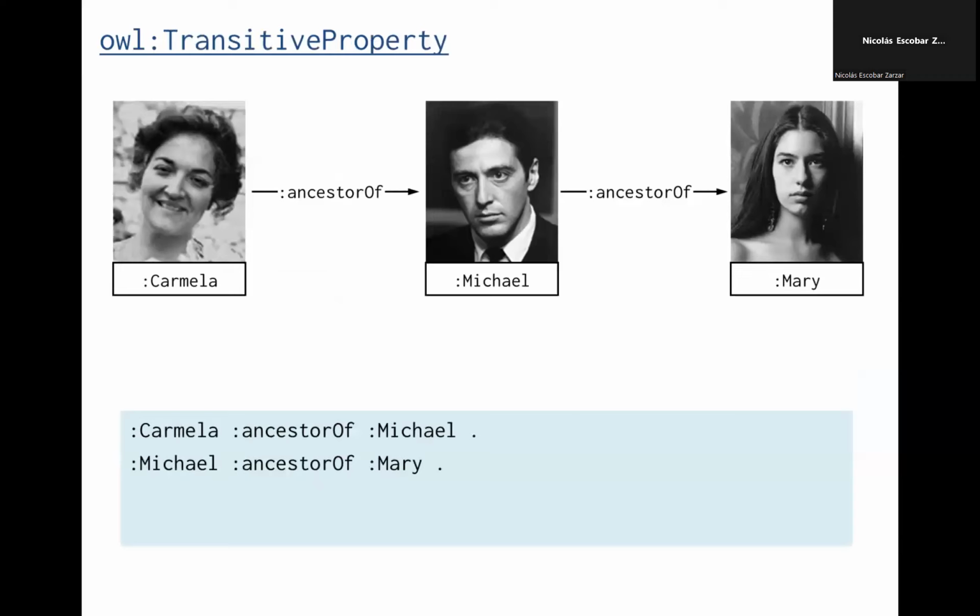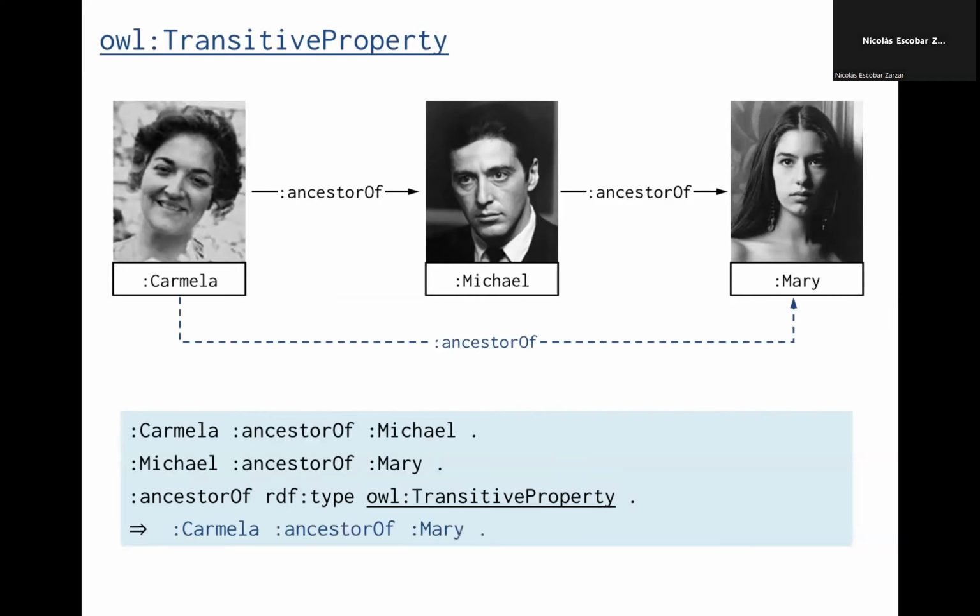Transitive property. You've seen transitivity before. Carmela, ancestor of Michael; Michael, ancestor of Mary; and we're going to define that ancestor of is a type transitive property. So what would we conclude from this? Carmela, ancestor of Mary. So we get this transitive relation here.